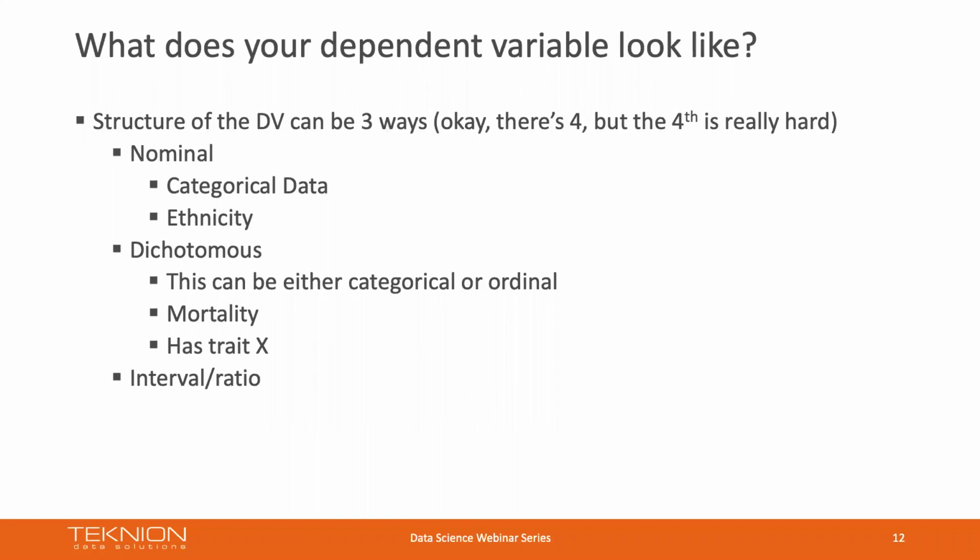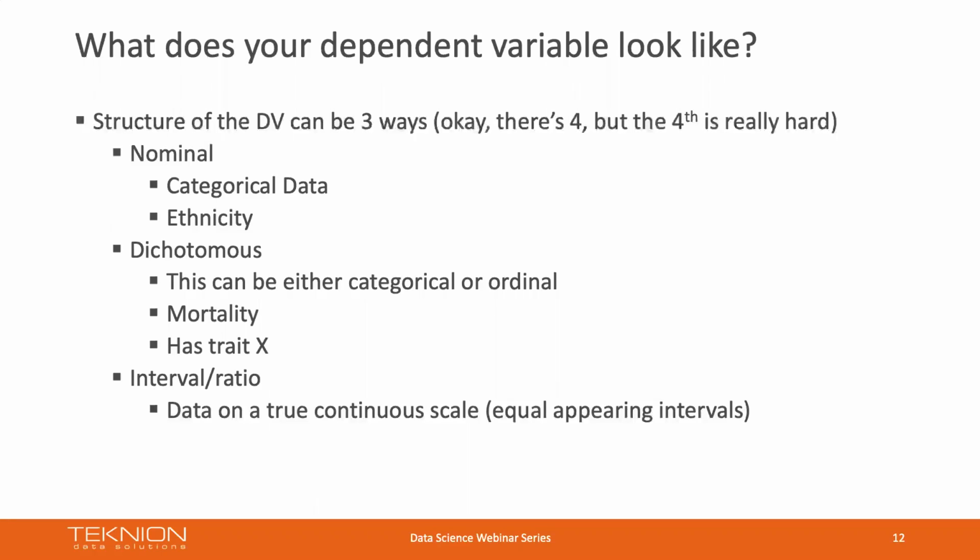The dependent variable always needs to fall in one of these three, with the exception that we can do ordinal, but we don't like to do that. It's really difficult to do, and most statisticians are going to shy away from ordinal. So this is interval ratio data on a true continuous scale, meaning we have equal appearing intervals, meaning the space between 0 and 1 is the same as the space between 1 and 2.